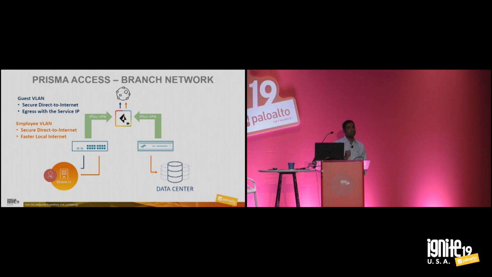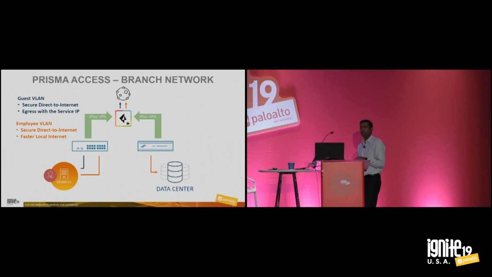So what they said is, let me get Prisma Access service deployed. And what they did was they created an IPsec site-to-site tunnel from that branch network to the Prisma Access and go out to the internet. And they sent the guest VLAN traffic through us, and they also sent the employee VLAN traffic through the Prisma Access service. So it was providing faster internet to their employees and the guest users, but with a full layer of security provided on that traffic.